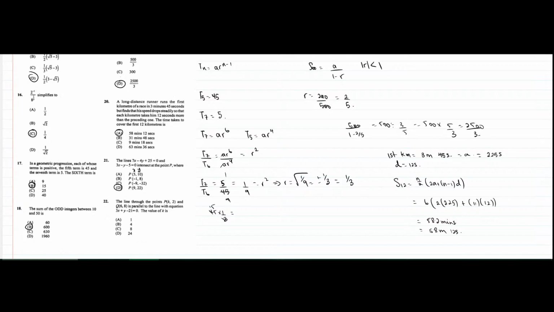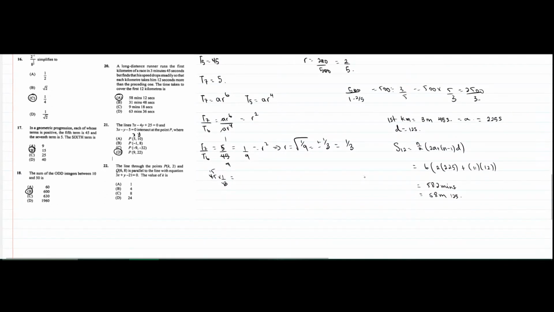The line through the points P and Q is parallel to the line with the equation, that the value of K is. Okay, this is a nice question. Just rearrange this a little bit here, so bring that down there. Just partition off all of the working. So if P is K comma 2 and Q is 6 comma 8, and let's say that this line is parallel to 3x plus y minus 21 is equal to 0.